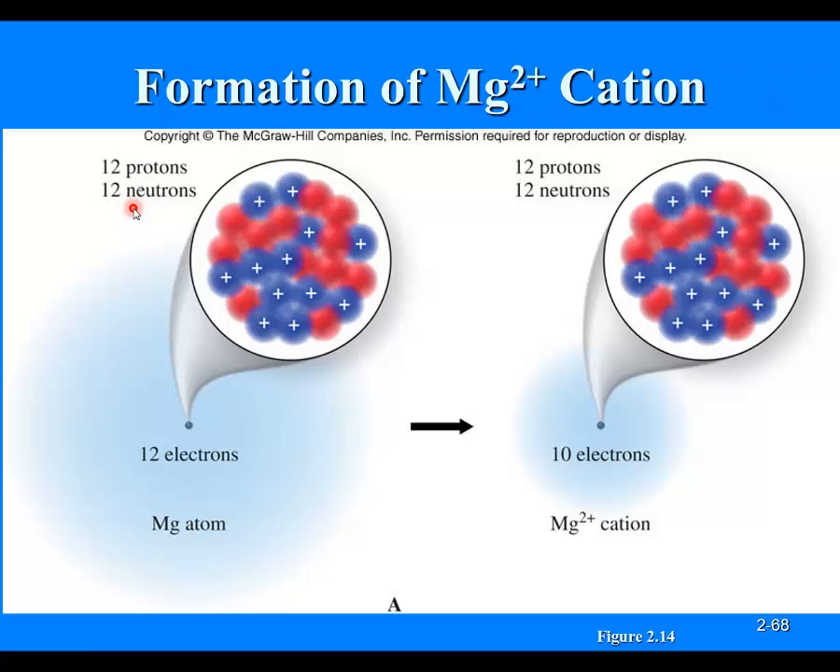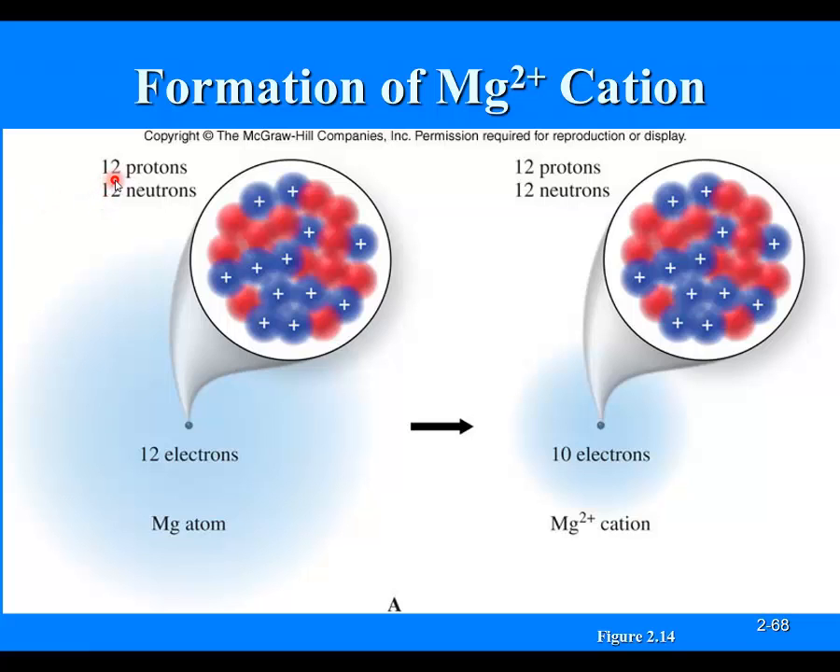If it's a neutral magnesium atom, we'd have to have 12 electrons outside of the nucleus, taking up the rest of the volume of the atom. It's actually part of what we call a probability cloud that we will talk about later. But we have the rest of those electrons outside of the nucleus. They have to be equal to the number of protons in order to have a neutral atom.